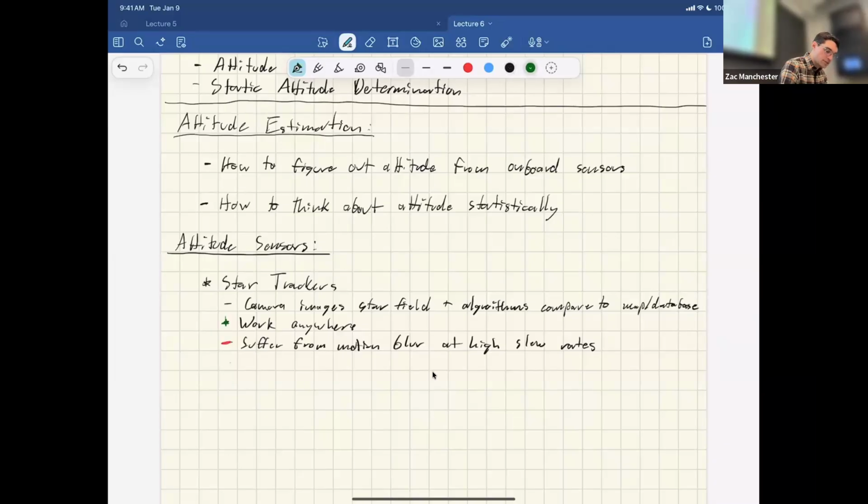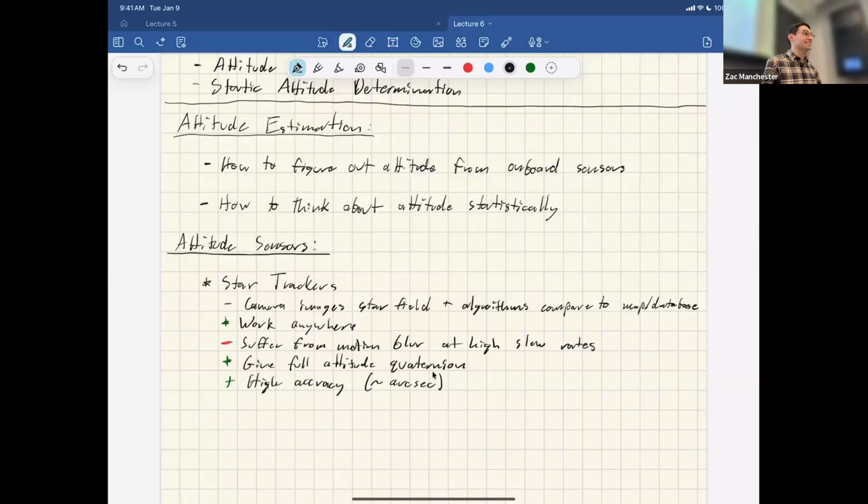Now, a cool thing about these, unlike some of the other options, assuming you buy one, is they give you the full attitude. They just spit out a quaternion. And they have high accuracy, say on the order of 1 arc second.